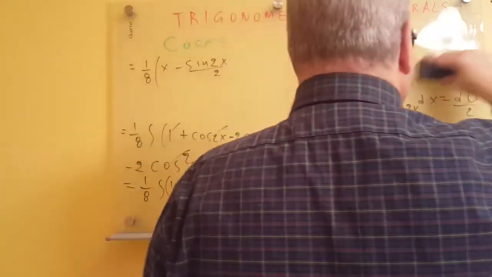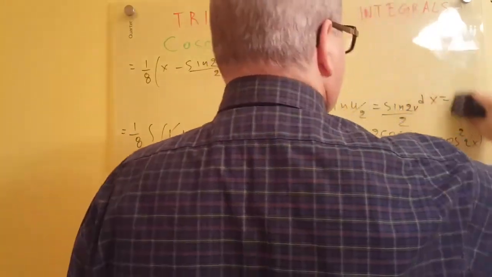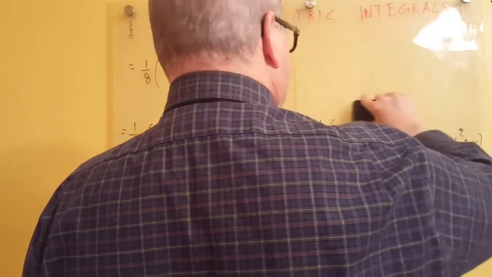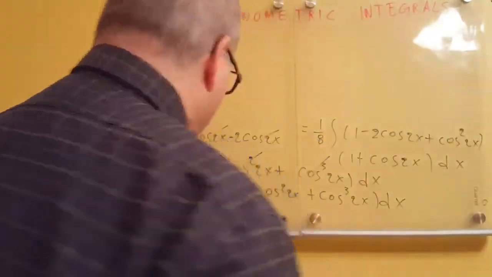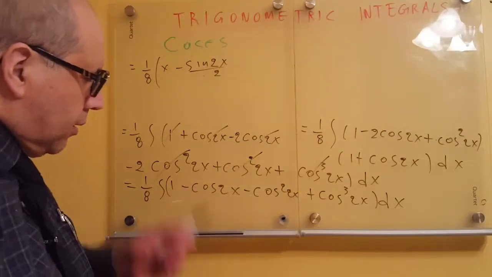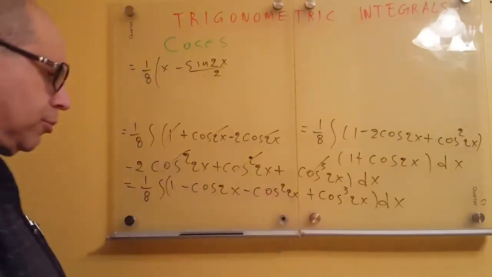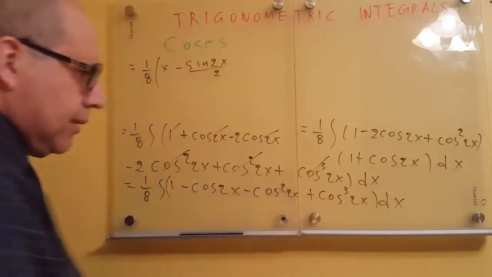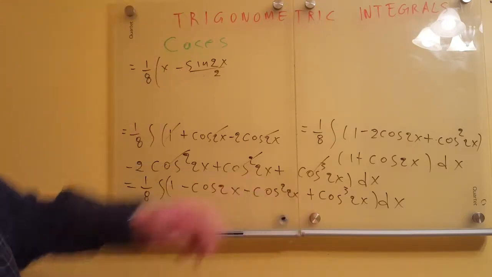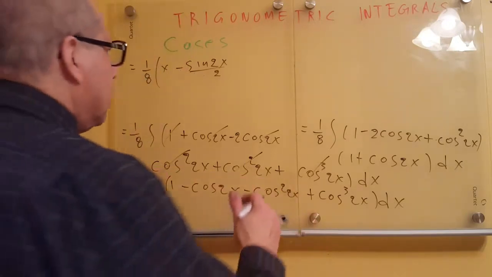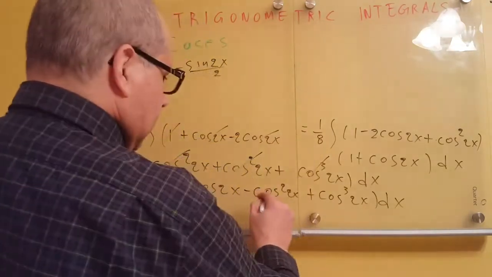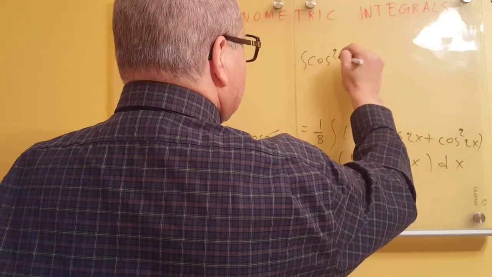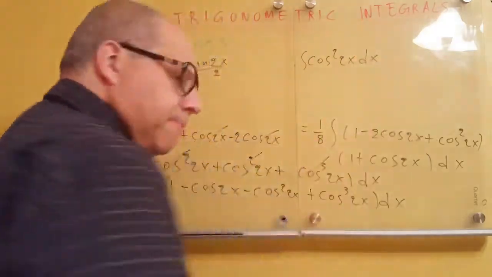Now, the problem, it's not a problem, we always have solutions. It's with this here that it's to the second power. So, let's calculate the integral of cos square of 2x dx.